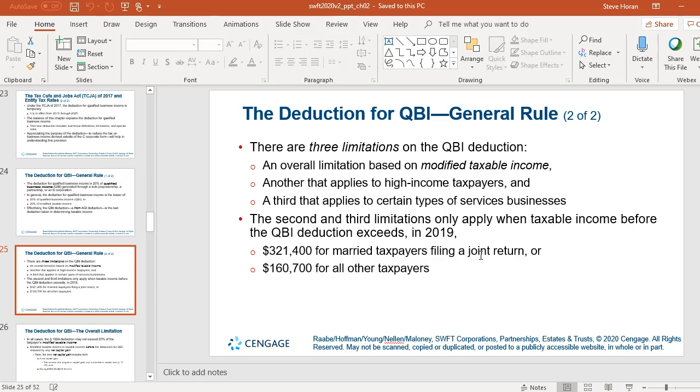There are three limitations. One is based on modified taxable income, and we'll get to what that is. Another applies to high-income taxpayers, and the third applies to certain types of businesses. Keep in mind we've got the three limitations. The second and third limitations only apply when taxable income before the QBI deduction exceeds certain amounts. In 2019, and this goes up every year based on inflation, the amounts are $321,400 for married taxpayers filing a joint return, and half of that, $160,700, for everybody else. So the second and third limitations apply to high-income taxpayers and certain types of service businesses.